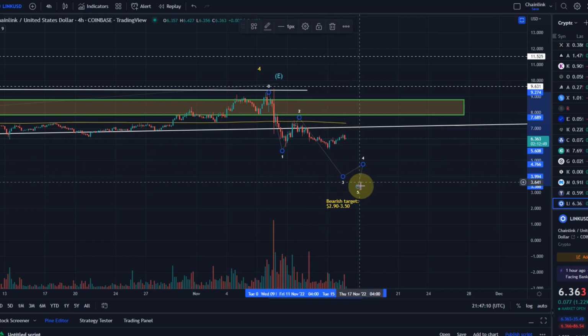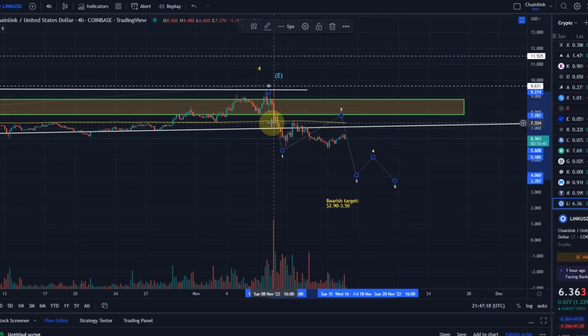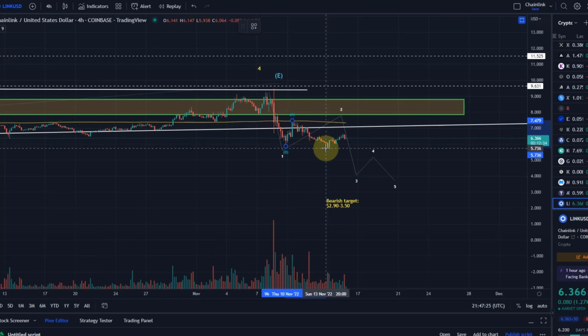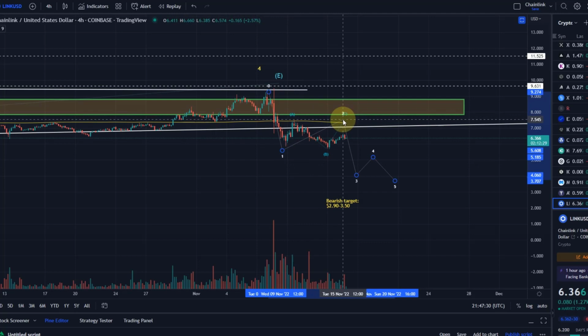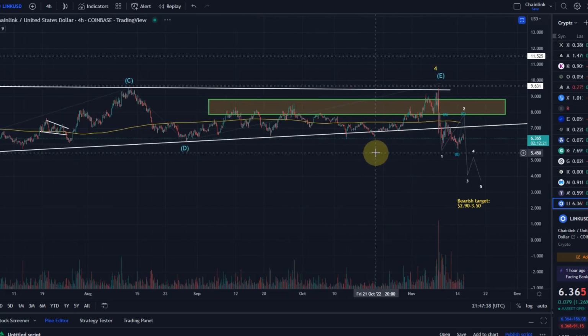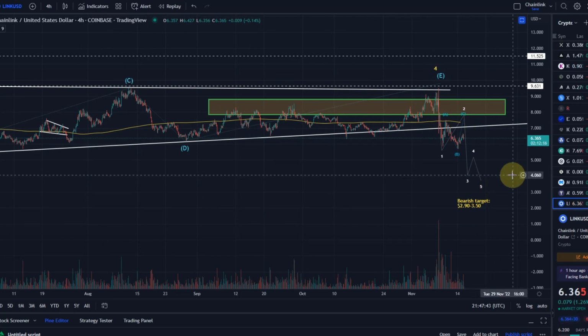The problem is that the move down wasn't really impulsive, so I'm looking at the possibility that we get an extended wave 2. What we're doing here is just an A, B, and wave C to the upside, a little bit like the ADA chart. So A, B, and now C up, with a possible target around the 750 level. But if we break earlier below 570, then I think we're going to retest 530 and come down lower. So for me at the moment, there is absolutely no signal here that this is turning around and going to the upside.